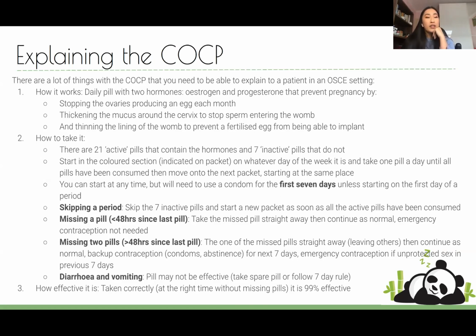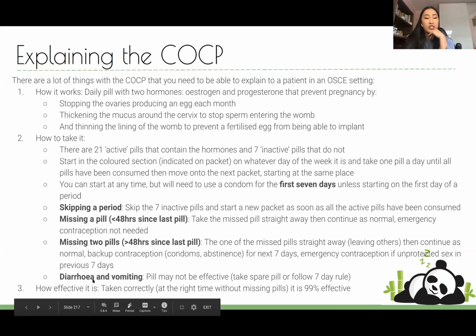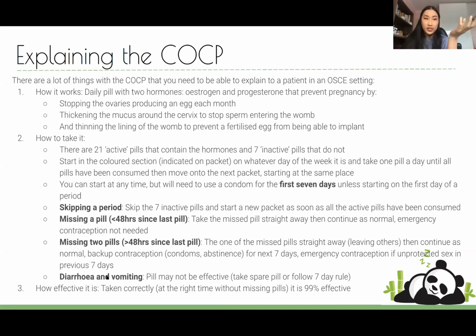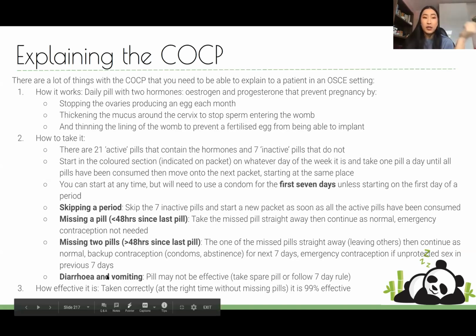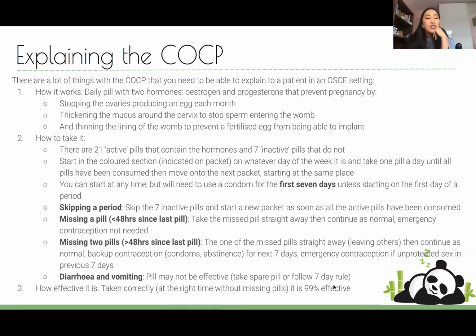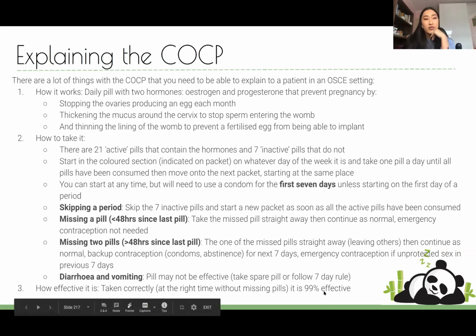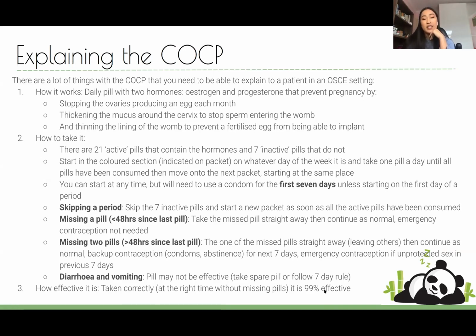The one good thing about the combined oral contraceptive pill is that you have very good control. So they can skip a period if they want. And to do that, you just skip the 7 inactive pills and skip straight to the active pills again. The other important thing to know about is diarrhea and vomiting. Obviously this is a pill that's taken orally. If they then vomit, or if there's rapid transit with diarrhea, the pill may not be effective. And so they either have to take a spare pill from a spare packet, or they have to use backup for 7 days. In terms of efficacy, if taken correctly, it's very effective, 99%. But the issue is that it's not often taken completely correctly.